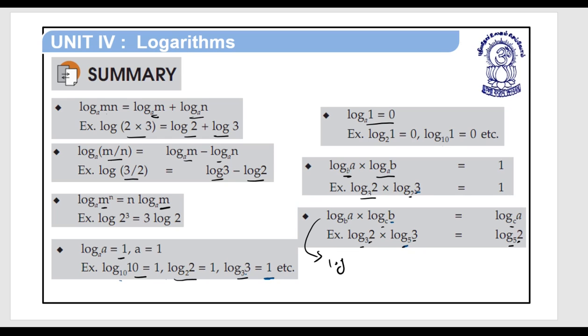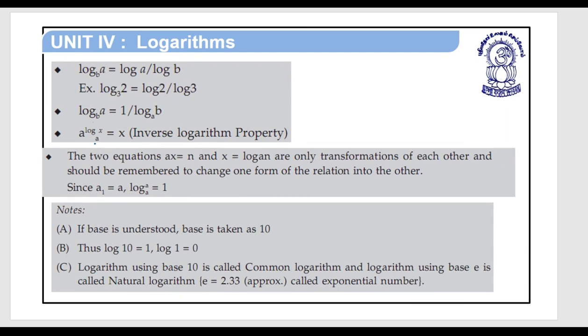Log a to the base b is log a by log b, multiplied with log b by log c. Log b cancels, so we get log a by log c, which we can write as log a to the base c. Next, log a to the base b is equal to log a by log b. Log a to the base b is equal to 1 upon log b to the base a.